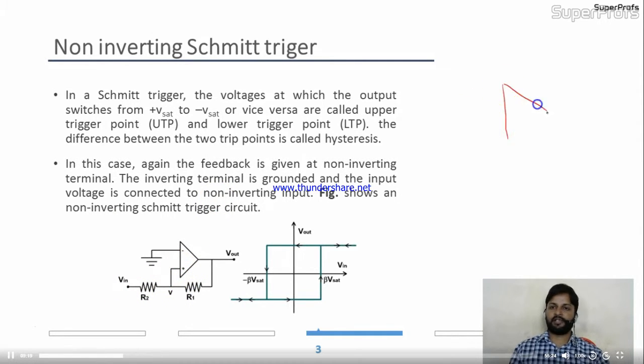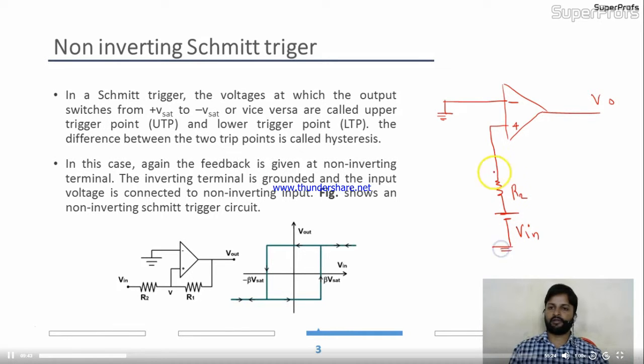So the figure is looking like, here is the V0. This terminal is grounded. Okay, the inverting terminal is grounded. Now everything is going to be at this terminal only. This is R2. Here I am connected with V in. Okay, and this is the positive feedback. So in the SCHMITT trigger, we always have the positive feedback only. Here is the voltage.